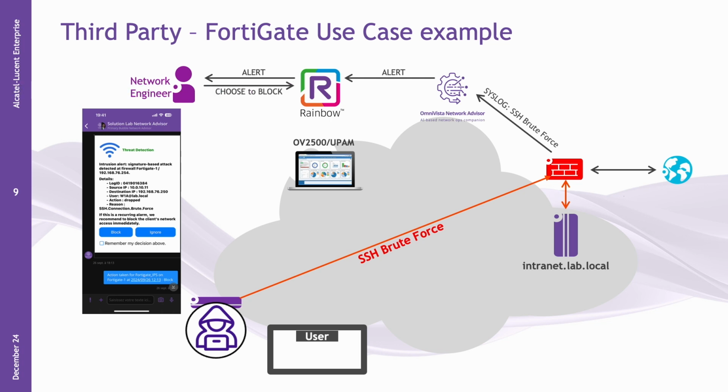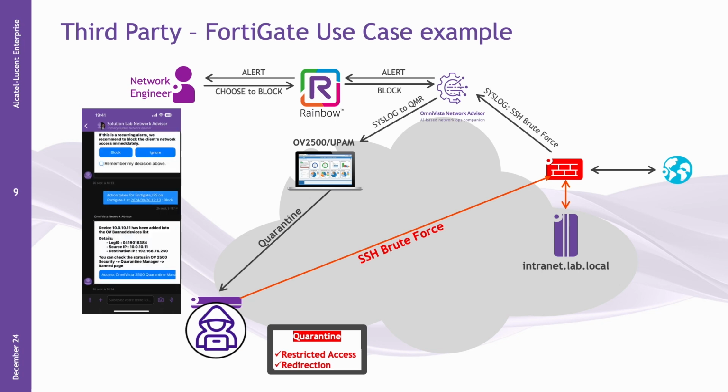It is also possible to configure it as a default action, meaning the network engineer gets notified only and the user is blocked automatically without any manual action. After the network engineer chooses to block the user, Network Advisor sends a syslog to OmniVista Quarantine Manager, which quarantines the user on all OmniSwitches and OmniAccess Stellar access points. Let's demonstrate that with a Wi-Fi client.